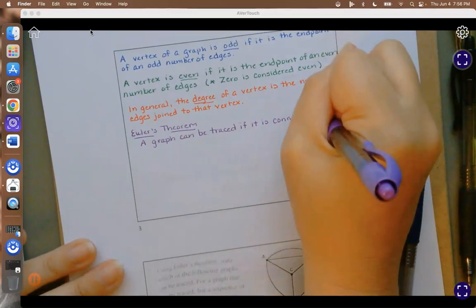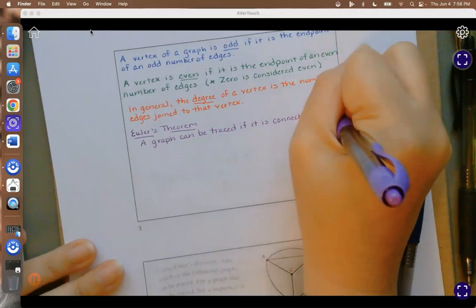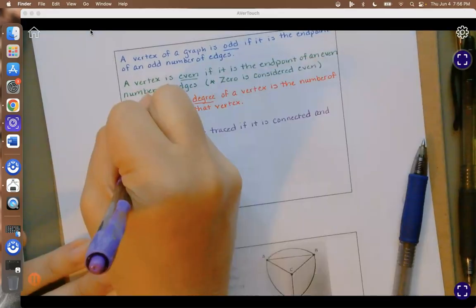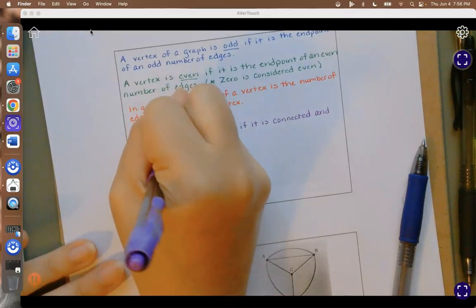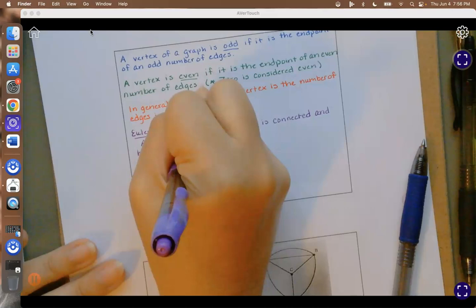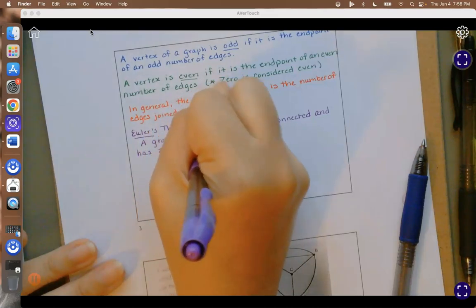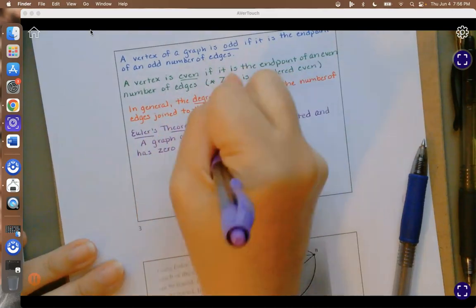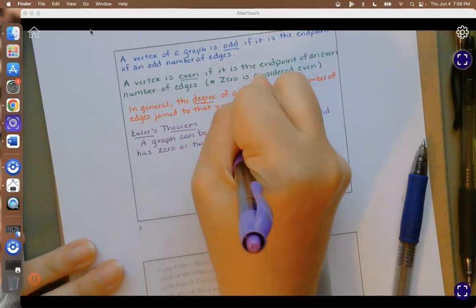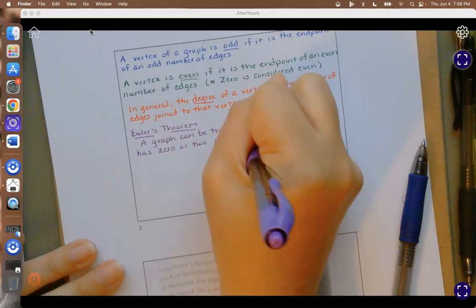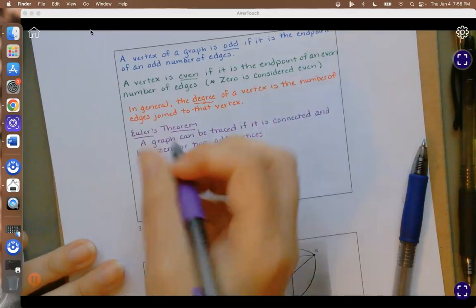Okay, and that's Euler's theorem. All right. Now, I'm going to draw a figure here. It's going to look like an old school house. You've got a triangle connected to a square.